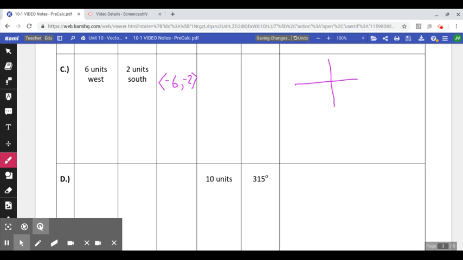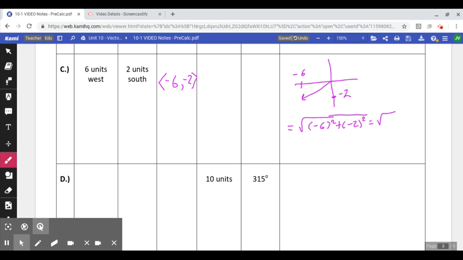We're going to go 6 units to the west and 2 units to the south. So here's what my vector might be right there. So that would correspond to -6, and then this guy right here would correspond to -2. If we want to find the magnitude of this vector, it is going to be equal to the square root of the x component squared plus the y component squared. That's just the Pythagorean theorem right there.